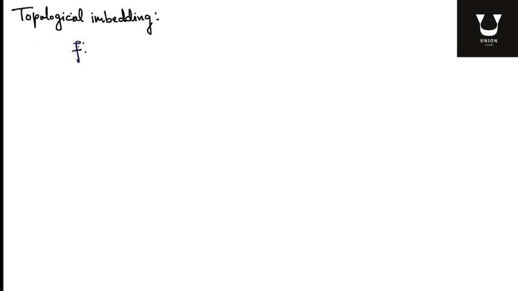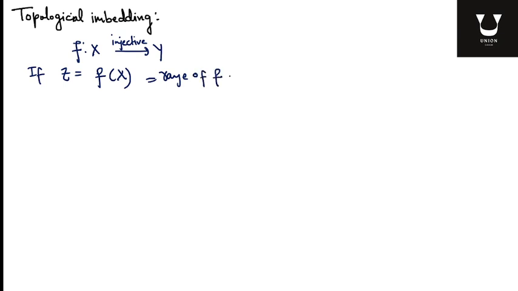If I have a function, so informally speaking, I'll write the formal definition. If I have a function f from a topological space X to a topological space Y, which is injective, right? And if Z denotes f of X, which is the range of f, then if I define the same map f dash, a new map f dash from X to Z by the same rule as there in f, then this function will be a bijective function.